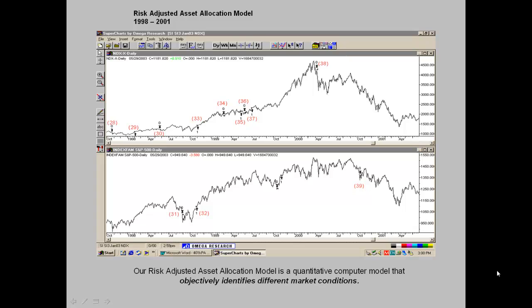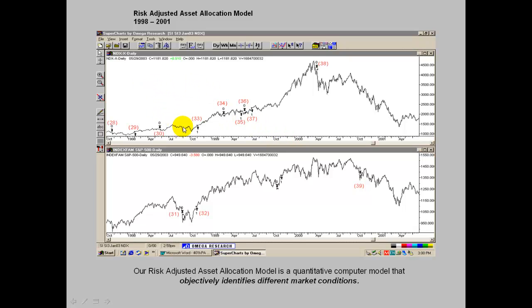In this video I want to introduce you to our risk-adjusted asset allocation model, which can help you make money by not losing money. Our risk-adjusted asset allocation model is a quantitative computer model that objectively identifies different market conditions. Its signals are presented graphically in two panels, an upper panel and a lower panel.